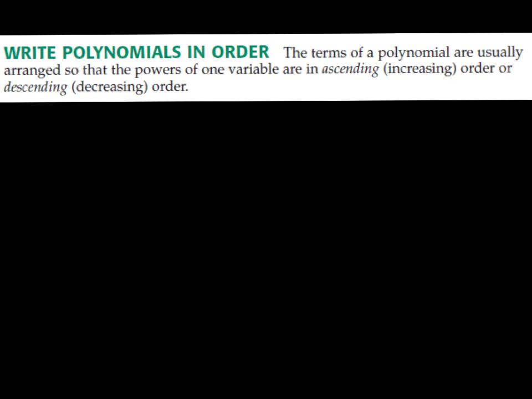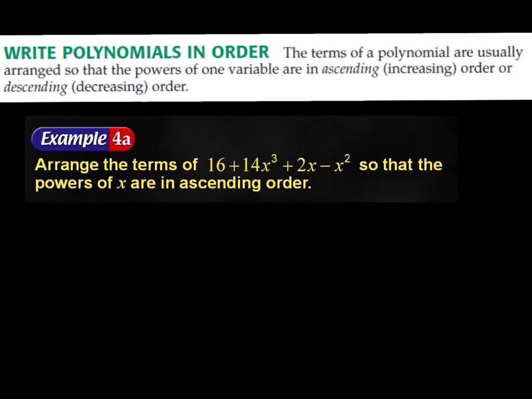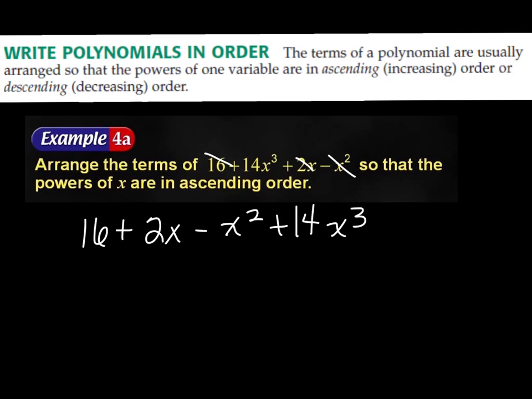The terms of a polynomial are usually arranged in order of the powers of one variable, usually x, in ascending, increasing order, or descending, decreasing order. Arrange the terms of 16 plus 14x cubed plus 2x minus x squared so the powers of x are in ascending order. I want to start with the smallest exponent of x, so the smallest is none, and then 1, I've used those two, and then 2, I notice the negative comes along with the x squared, and then 14x cubed is the highest. That's ascending order.